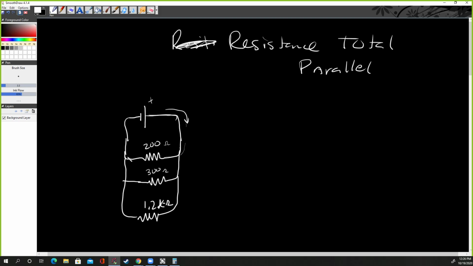Notice not all the electricity always travels through all of them. Some of it goes through here and then comes back. Some of it will go here and then come back this way. And some of it goes all the way down into this one and then meets back, and then they all come back and meet on this side. This is a parallel circuit.